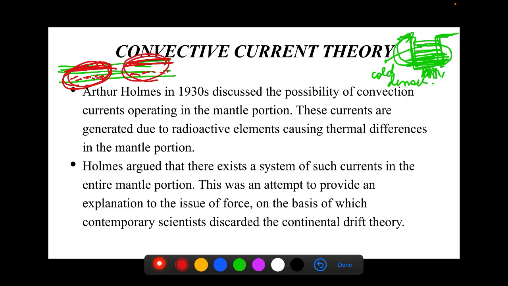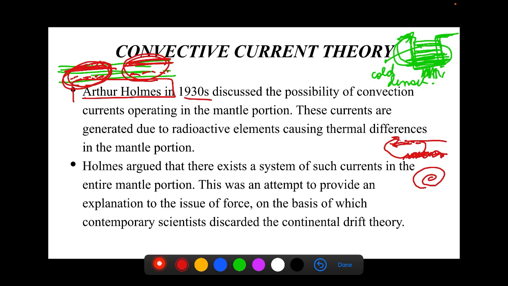This theory was given by Arthur Holmes in 1930. He discussed the possibility of convective currents operating in the mantle portion. These currents are generated due to radioactive elements causing thermal differences in the mantle portion. We have seen that there is radioactivity in the mantle. The material gets heated up, it lightens, its density becomes less, so it tends to move upward. Upper material is cold and denser, so it tends to move downward. These create what are called convective currents.